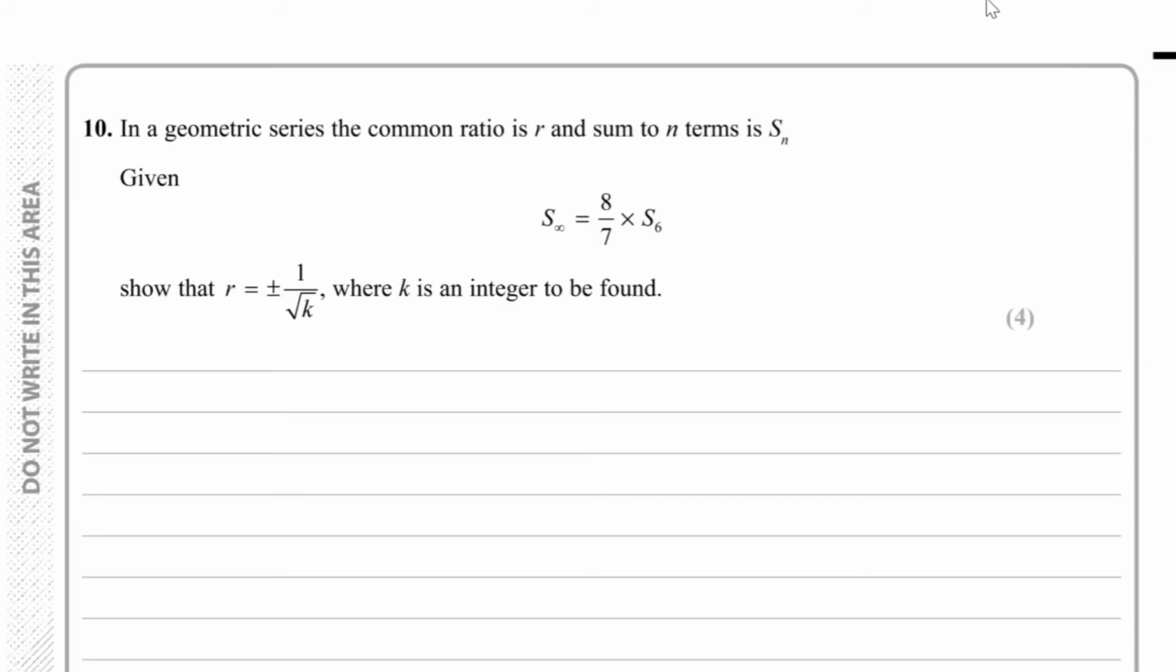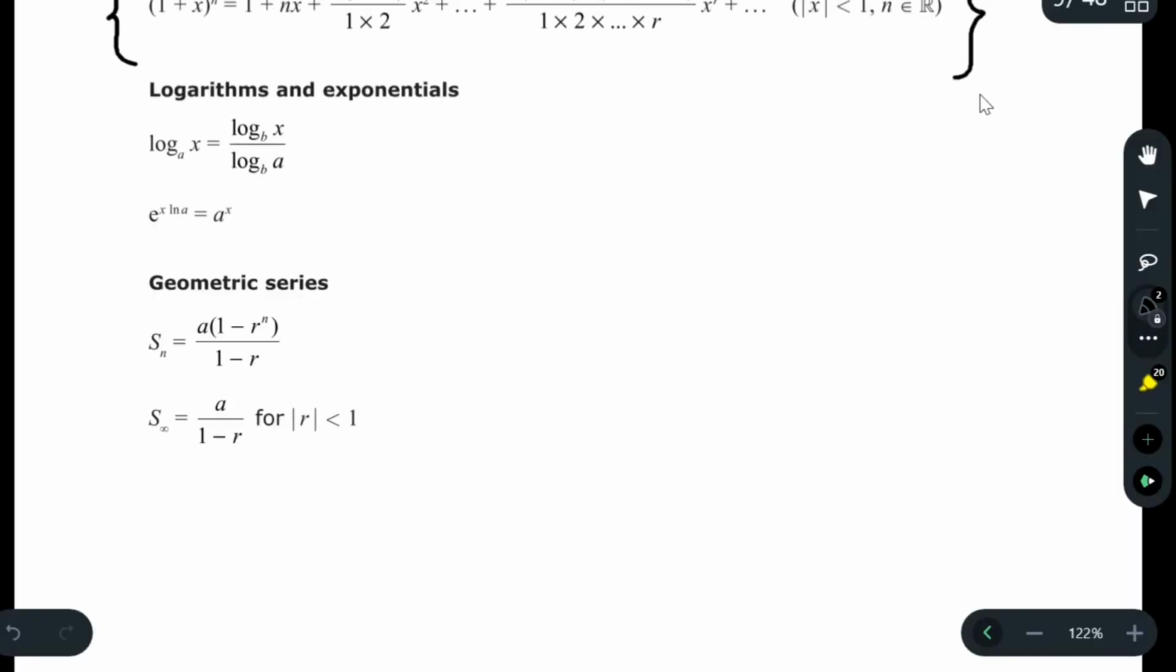Question number 10. In a geometric series, the common ratio is r and the sum to n terms is Sn. We're given the sum to infinity is equal to 8/7 lots of the sum of the first 6 terms, and we have to show that r is equal to plus minus 1 over square root k, where k is an integer to be found. Well, how would I find out the sum to infinity? Well, the sum to infinity is given by this, and the sum of the first n terms is given by this. Well, of course, we've got the first 6 terms, so we're going to replace n with 6.